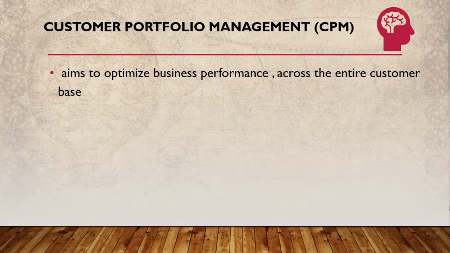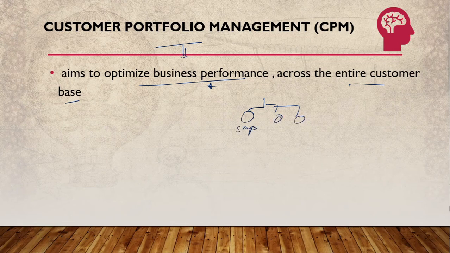Then moving on to customer portfolio management. What is the aim of customer portfolio management? It is to optimize the business performance across the entire customer base. So let's say you have identified your customer base for the soaps, for the shampoos, etc. Let us say this is a separate cluster, then how you will manage this customer base and optimize the performance so that you have better profitability of this customer. So this way, for each product or for each cluster, you need to perform customer portfolio management and ensure that all the customers are happy and are profitable.